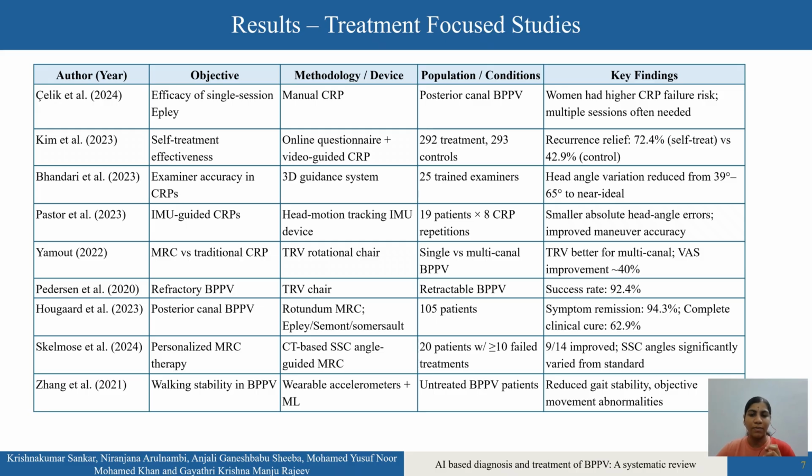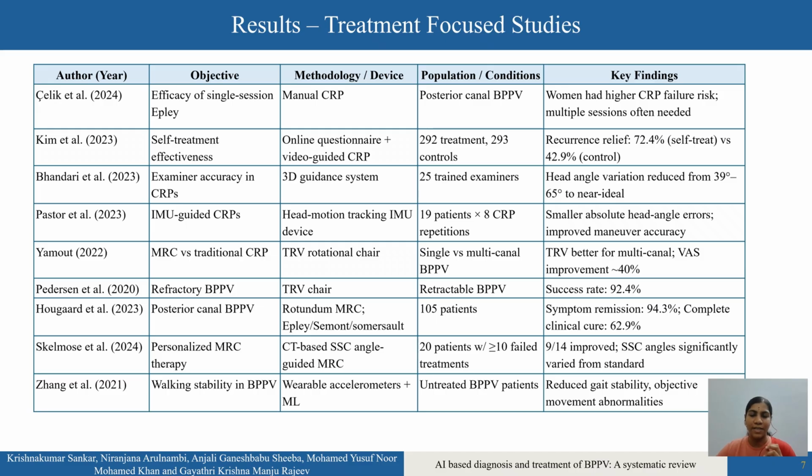One class of system includes mechanical repositioning chairs such as TRV, that is turntable repositioning vertigo chair, and the multi-axial repositioning chair. These devices precisely rotate the patient in all the required planes, improving treatment outcomes in multi-canal as well as refractory BPPV cases. However, they are expensive and not widely accessible.